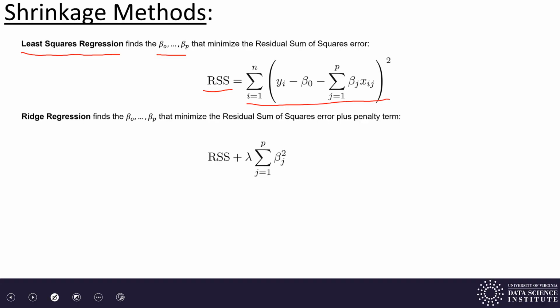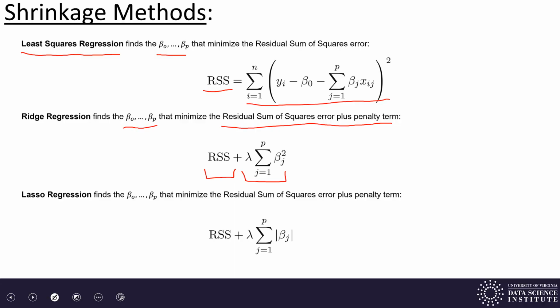Here's how ridge regression works. We're going to do something very similar to least squares regression. We want to find the coefficients that minimize the residual sum of squares error plus a penalty term. The formula is down here: RSS, the residual sum of squares, plus this penalty term.